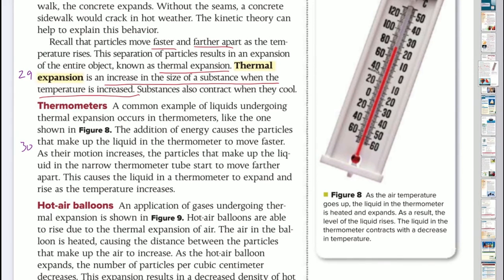So thermometers. A common example of liquids undergoing thermal expansion occurs in thermometers, like the one shown in Figure 8. The addition of energy causes the particles that make up the liquid in the thermometer to move faster. As their motion increases, the particles that make up the liquid in the narrow thermometer tube start to move further apart, and this causes the liquid in a thermometer to expand and rise as the temperature increases.